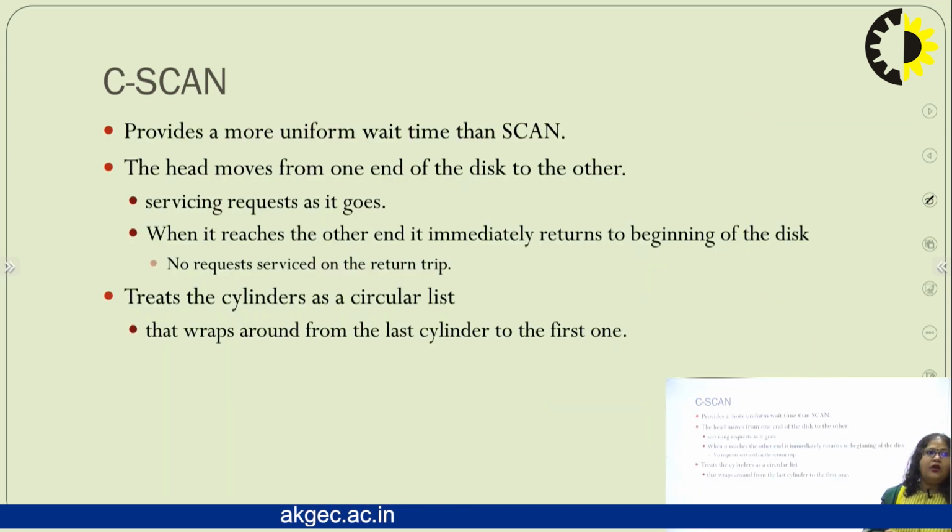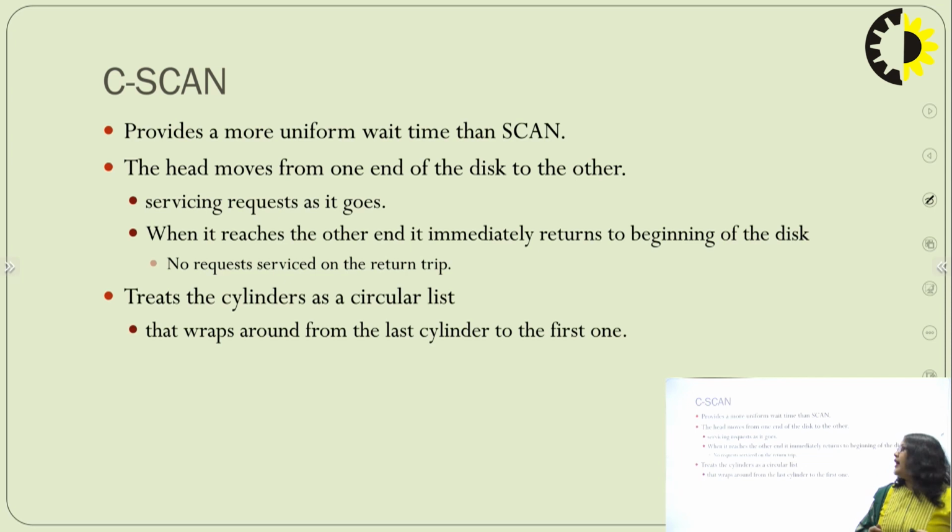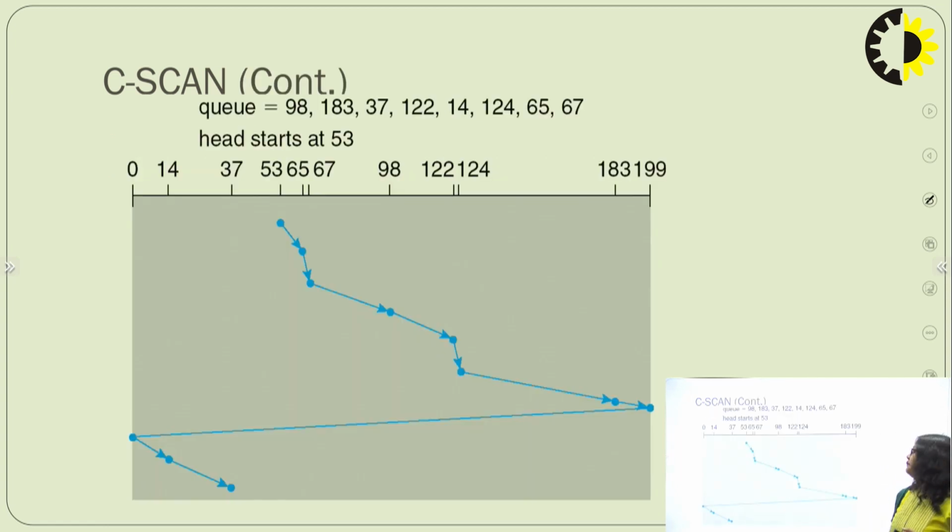So these are the SCAN algorithm. Now the C-SCAN. It has a more uniform waiting time than the SCAN. In this, the head moves from one end of the disk to the other, servicing requests one after another. When it reaches the other end, it immediately returns to the beginning of the disk and then starts scanning. So this is the C-SCAN algorithm. This is the round-up algorithm. So just see in the graph.